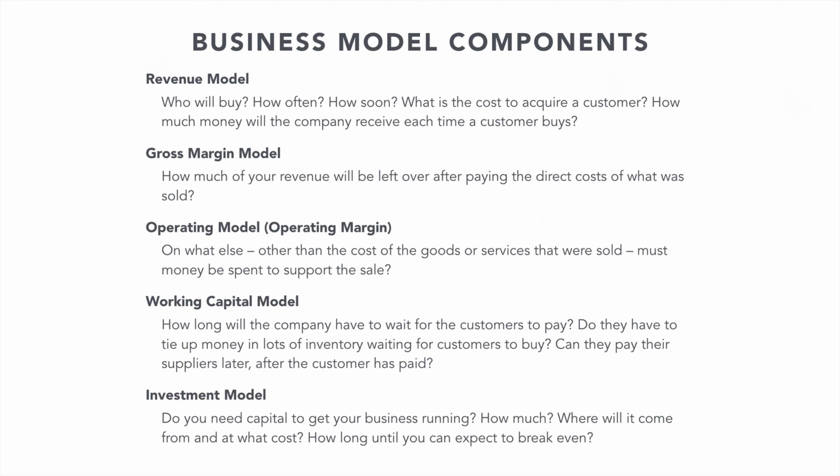So in review, here are all the components of the business model. The revenue. How is money coming into your business as a result of operating and producing goods and services? The gross margin. What are the direct costs associated with generating those goods and services? The operating model. What other costs do you have besides producing those goods and services, but things that are essential to support it? The working capital model. What is the timing of money coming in and going out of your business? The investment model. What outside money do you need to get something going or to start a new initiative?